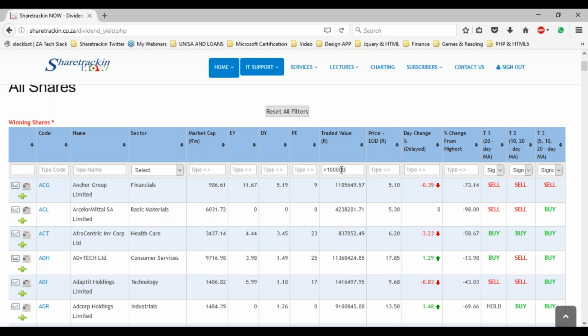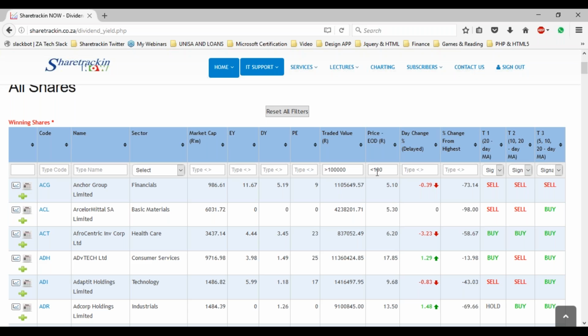Now the next thing, so the price: how can you filter for that? Let's say we don't want to buy any share trading above 100. So I'm going to go to this column that says price EOD. For those of you wondering what the EOD stands for, it basically just stands for the price at the end of the day. And I'm looking for anything less than 100 Rand. Remember, it's not in cents value, it's in Rand value. It's denoted by the R sign between the parentheses, right? Anything below 100 Rand per share.